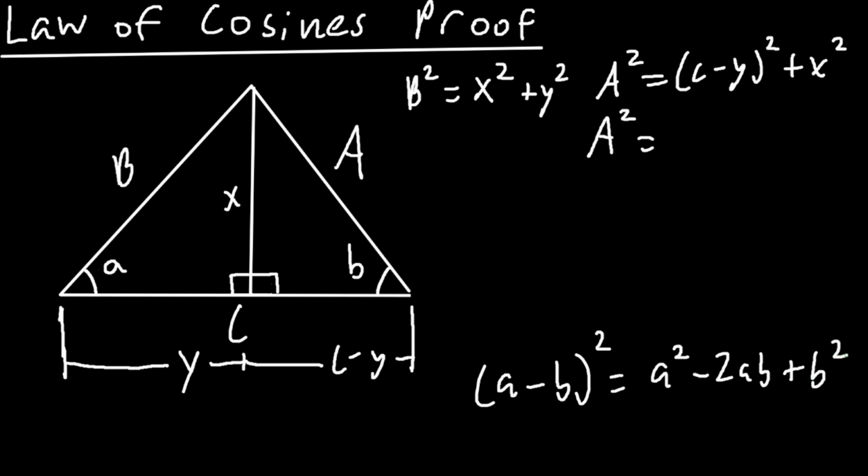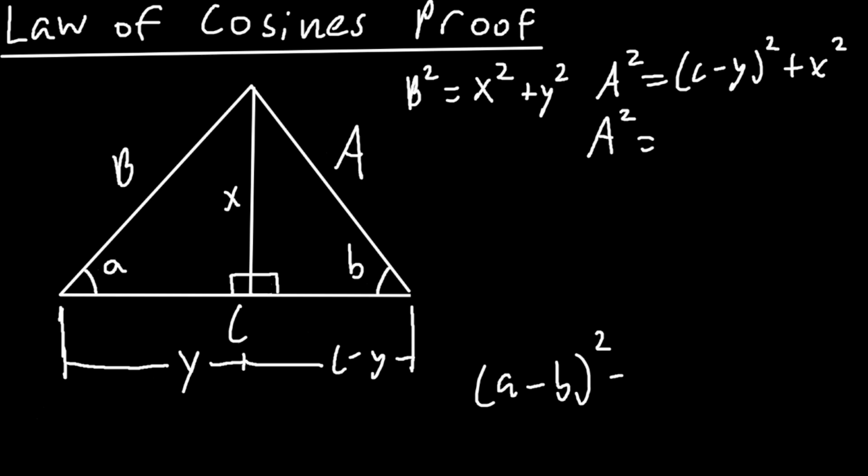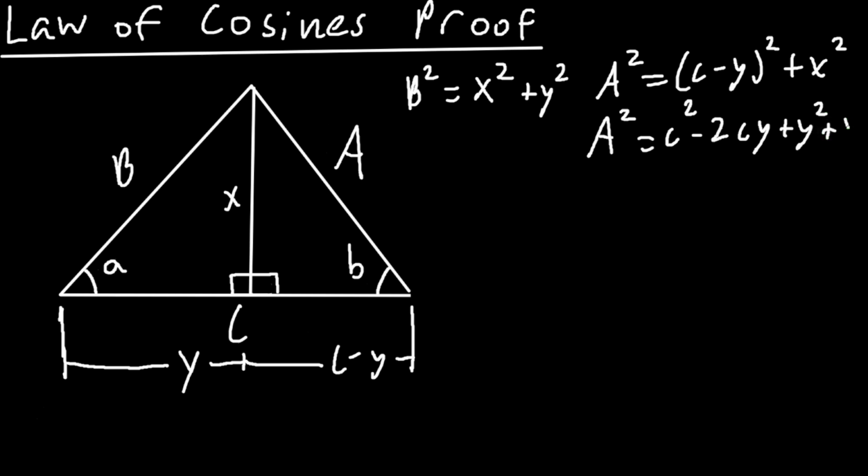So I'm noticing, okay, a in this case is going to be c, and b in this case is going to be y. So I'm just going to rewrite this real quickly as c squared minus 2cy plus y squared plus x squared.